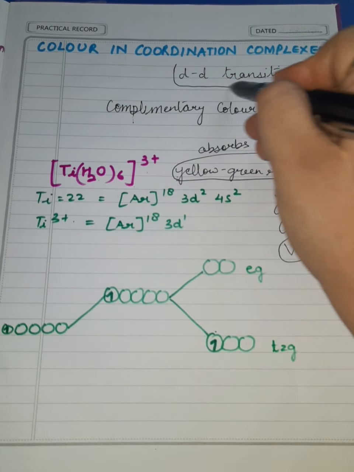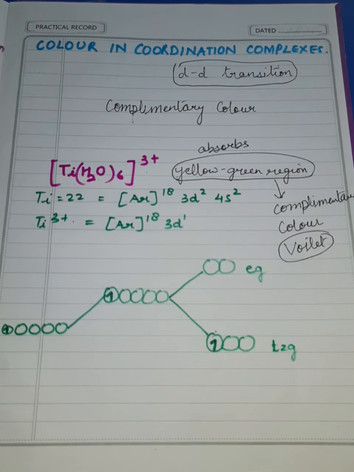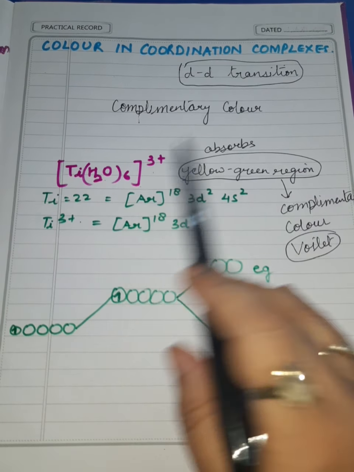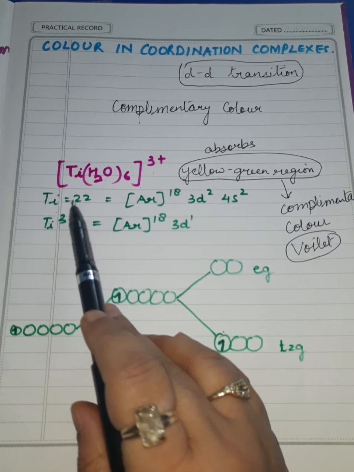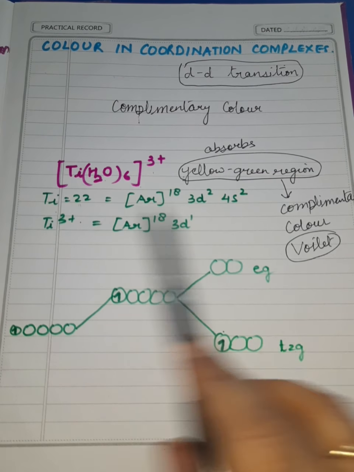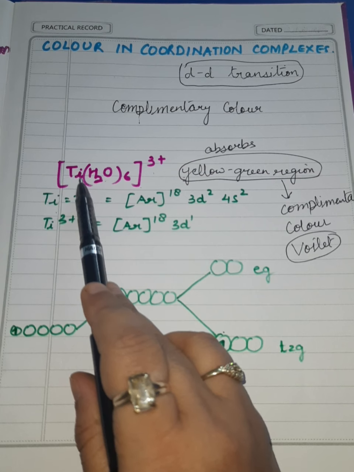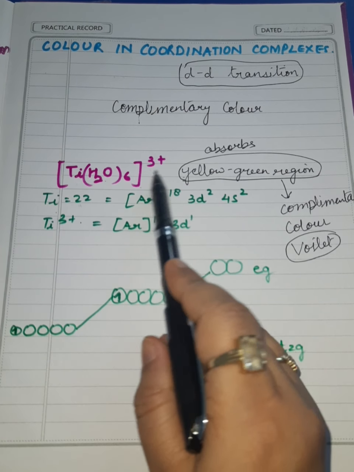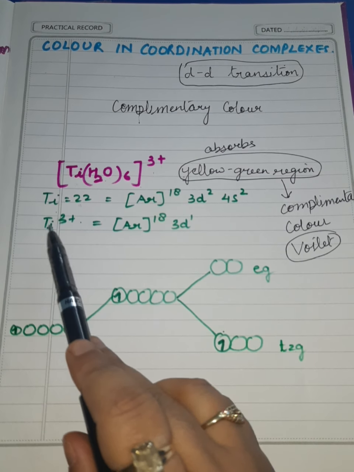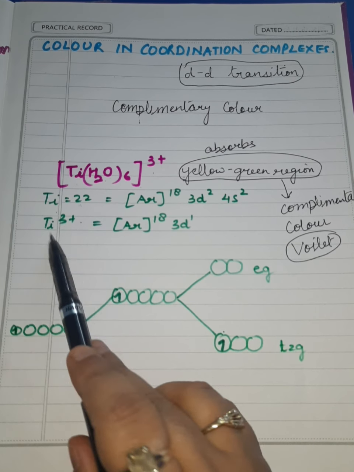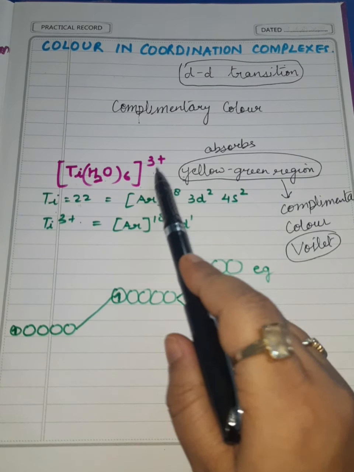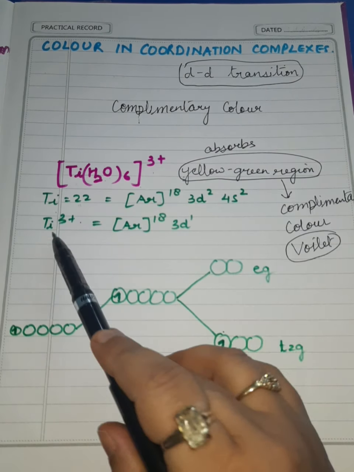There is a phenomenon I told you, d-d transition, that is responsible behind that. So here we have an example of this complex ion. Titanium, we know atomic number 22. This is its electronic configuration. But titanium forms this compound in the 3+ oxidation state because water is a neutral ligand. So the titanium tripositive ion will have the configuration argon 3d1. Three electrons are removed from the titanium.